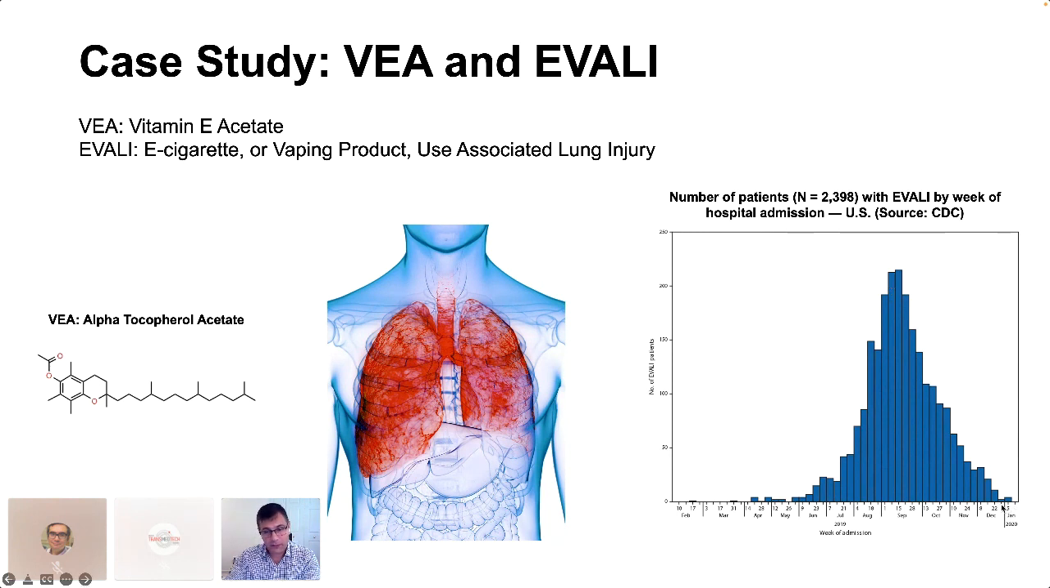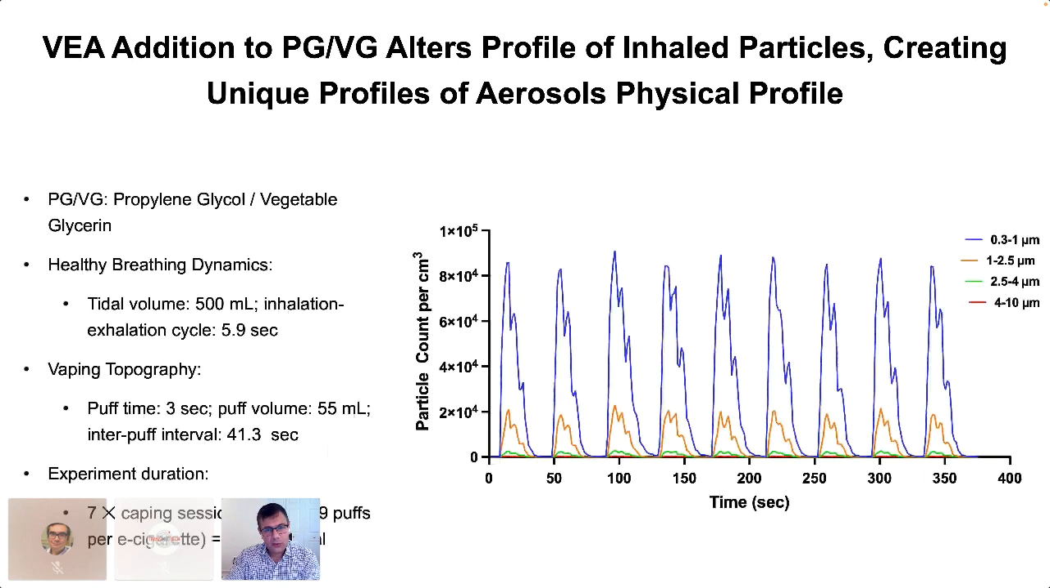Recently, we have a peak of these admissions in the hospitals. So we started mimicking this kind of exposure to a vitamin E acetate-containing PGVG. PGVG is the base of e-liquid. A lot of e-liquid that people use, or companies sell, has PGVG, or propylene glycol vegetable glycerine, that's mixed together, and that's where they add all the other additives.